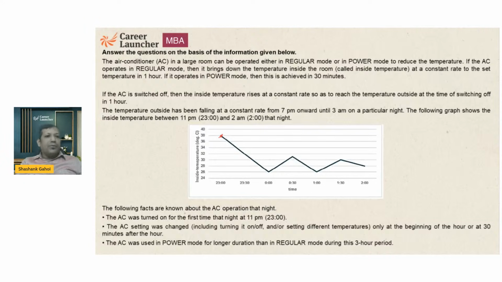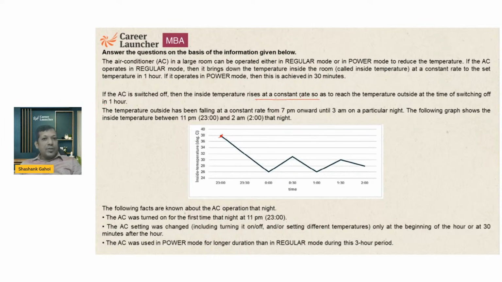When the AC is switched off, the inside temperature rises at a constant rate, so as to reach the temperature outside at the time of switching in 1 hour. Fair point. So if I shut down my AC, the temperature is going to rise, and eventually inside and outside temperature is going to be the same. And this is going to happen in 1 hour. And it says it is happening at a constant rate.